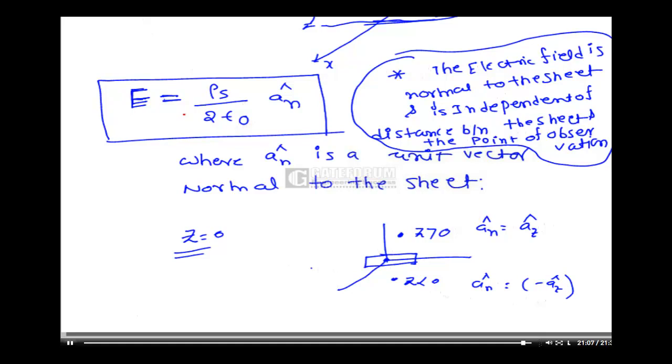Of course, here I am not deriving how we got this. You can refer to any standard textbook. The derivations are very lengthy and will consume more time. That's why I am directly giving the formula here. So E is equal to rho s by 2 epsilon naught a n cap. You have to keep this formula in mind to solve problems. So this is the electric field intensity due to a surface charge.